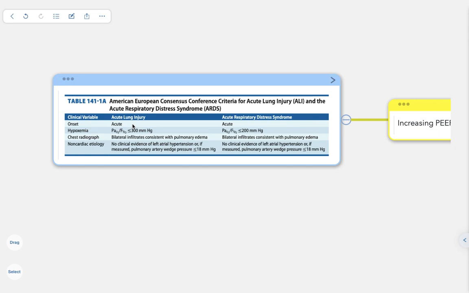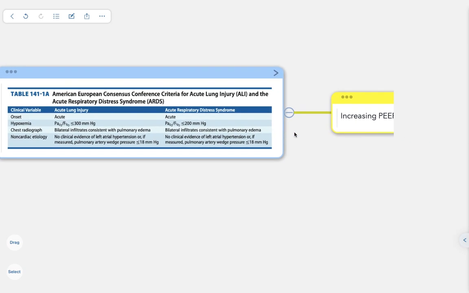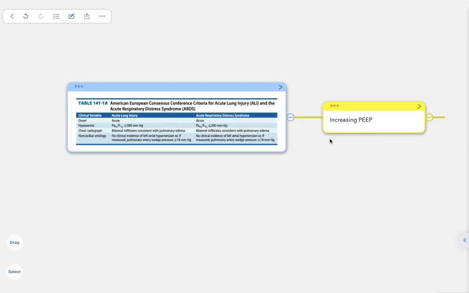That is, no clinical evidence of left atrial hypertension, or if measured, the pulmonary artery wedge pressure was less than or equal to 18 millimeters of mercury, or the pulmonary artery occlusive pressure was less than or equal to 18. The difference was that in acute lung injury, we considered a PF ratio of less than or equal to 300, whereas the PF ratio was less than or equal to 200 in cases of ARDS. So, what is actually missing over here is PEEP.